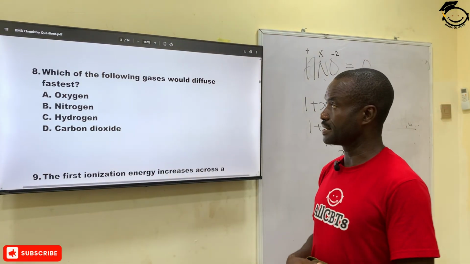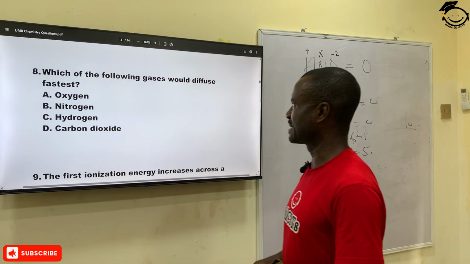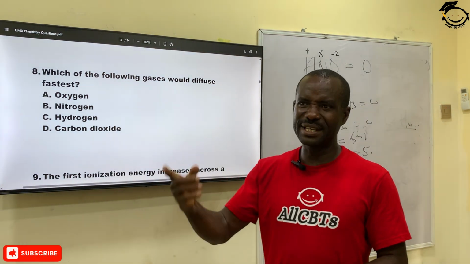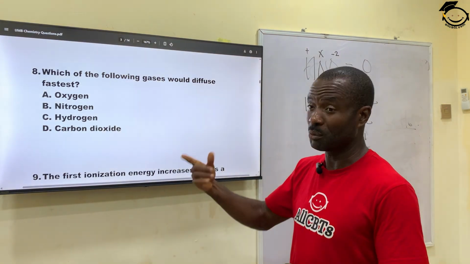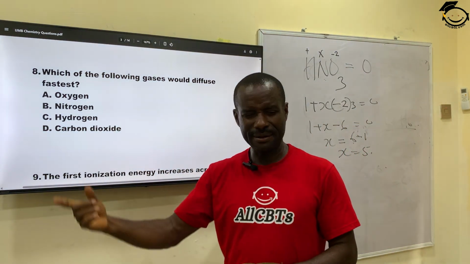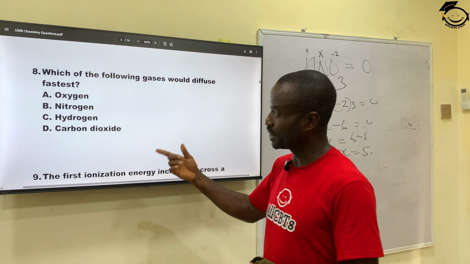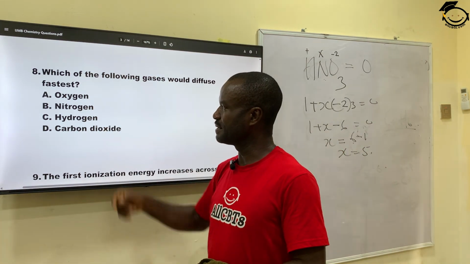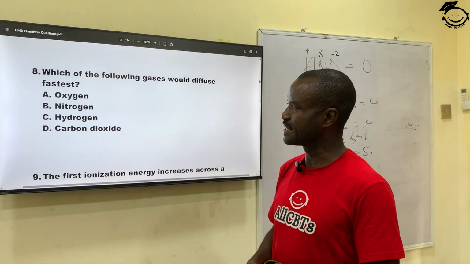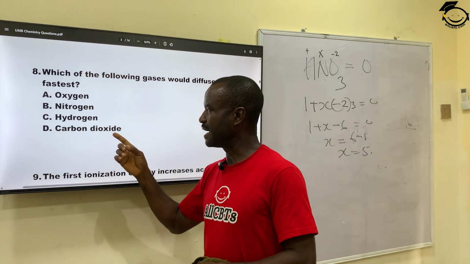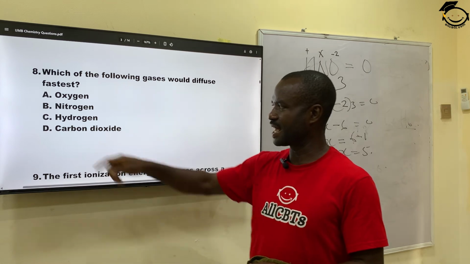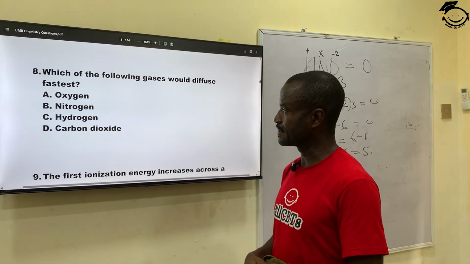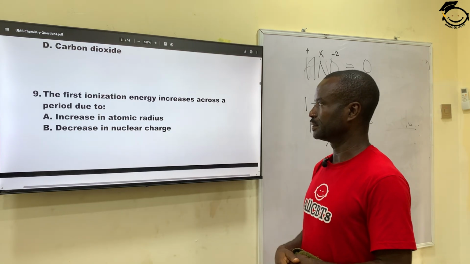All right, question 8 says, which of the following gases will diffuse fastest? You know, diffusion is related to the molar mass of a gas. So the rate of diffusion is inversely proportional to the mass. So let's see which of the gases is the smallest. A, oxygen, B, nitrogen, C, hydrogen, and D, carbon dioxide. The correct answer is hydrogen. Hydrogen being the first element and is the lightest. Question 9.